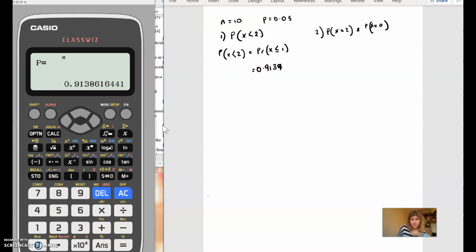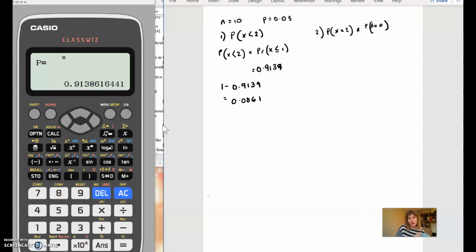Okay, so we can work that out, and we get 0.9139. So that is the probability that you would accept the batch, because you've got a probability where it's less than 2, so fewer than 2, either 1 or none are faulty. So you would have a 91.39% chance of accepting the batch. Now, the probability of rejecting the batch is obviously 1 minus 0.9139, which gives us 0.0861. So there's an 8.6% chance that you would reject it.